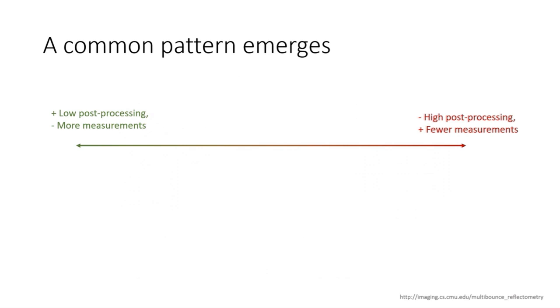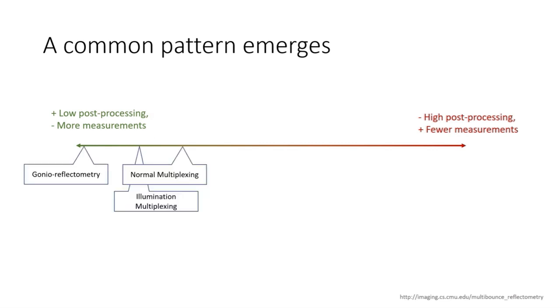Qualitatively, we can categorize reflectometry methods on a spectrum that trades off number of measurements with computational complexity. In this spectrum, existing methods almost exclusively occupy the left side. This motivates the following question. Can we devise a reflectometry method that is on the other end of the spectrum, allowing high fidelity BRDF recovery from very few measurements at the cost of increased computational processing?